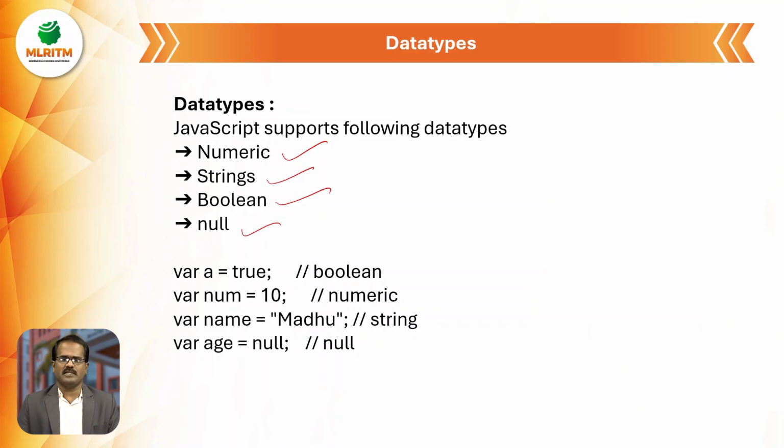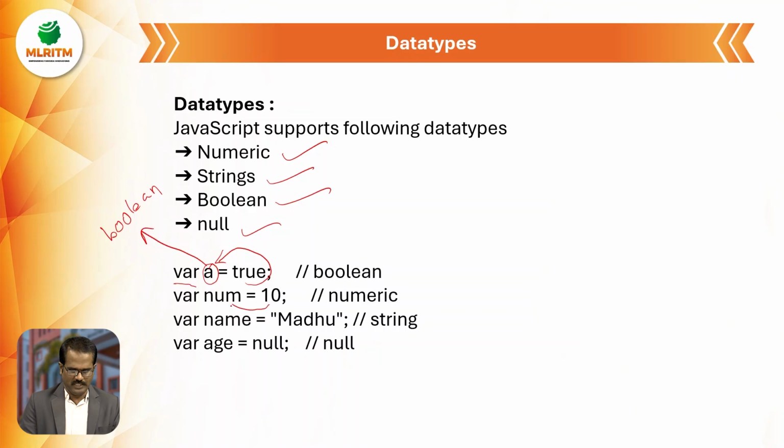Here we will see some examples of variables and their corresponding values, which are the data types. Here var is a keyword, a is the variable name, and true is the value assigned to a. Depending on the value assigned to the variable, this variable can be treated as boolean, because a stores the value true. That's why a is a boolean type variable.